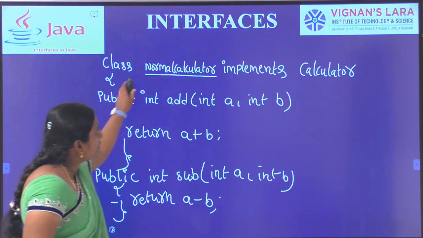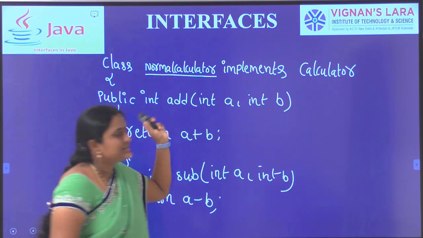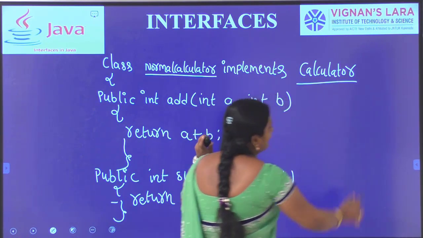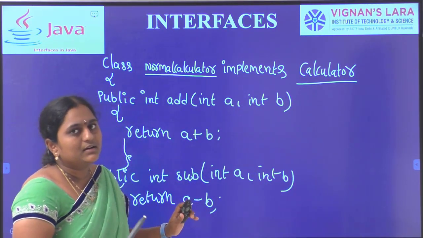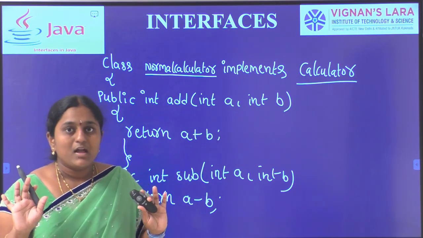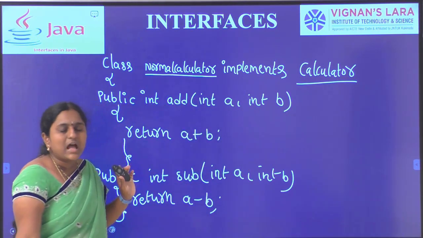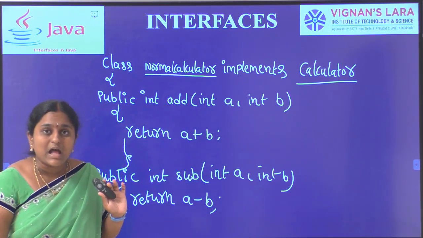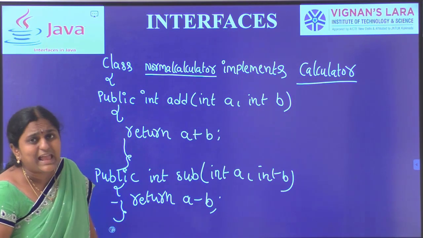Observe here: class NormalCalculator implements Calculator. Calculator is already the superclass. We have already compiled this program and we have got one class file, the calculator.class file. So here NormalCalculator is the subclass, Calculator is the superclass.